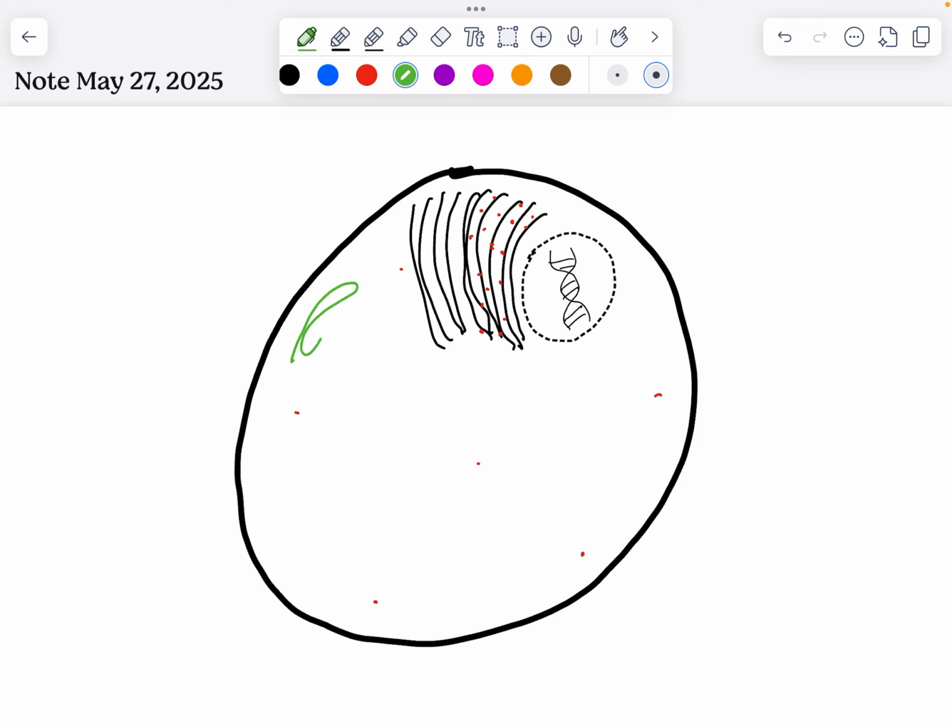Now, sometimes you hear this called the Golgi body. Sometimes you hear it called the Golgi complex. But the Golgi's job is to create vesicles or packages of things that can float around the cell or even be brought to the cell membrane to be released out of the cell.